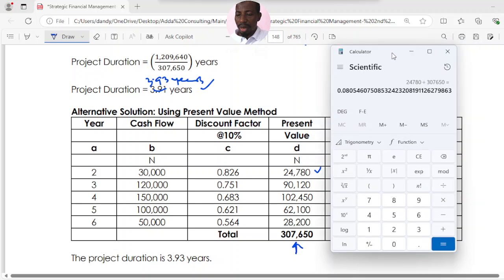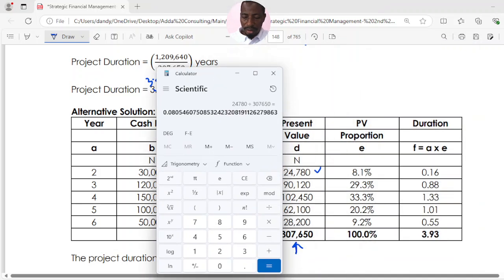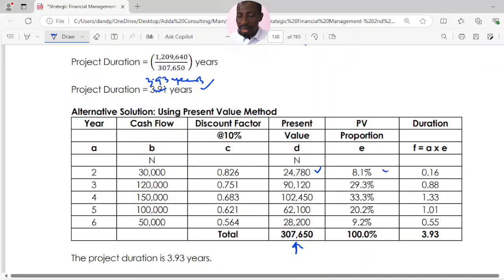So if I multiply with 100%, that will give me 8.1. That's the 8.1 that you are seeing there. So that 8.1, I need to multiply with the number of years. So 2 multiplied by 8.1 will give me 0.16. I will go to year 2 and do the same thing.